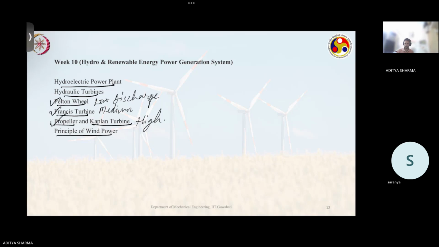Right? So these turbines also have modes, okay? The impulse and reaction modes. So the impulse and reaction turbines that we saw in the vapor power plants, the nature is the same, right? Of impulse and reaction modes. That is the same.